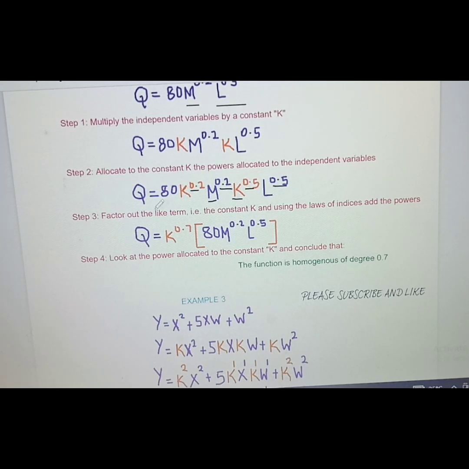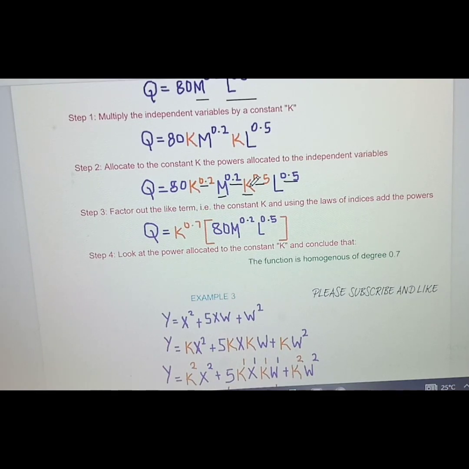So in step number 3, you have to factor out the like terms. And the like terms in our case is the constant k. When you use the laws of indices, when you have two factors with the same base, you have to add the powers. So in our case, we have the factor k, the constant k, and now you have to add the powers so as to factor out the like term.